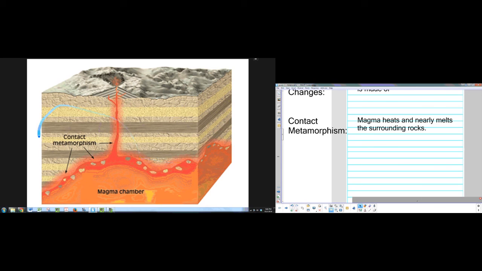And I'm going to let you go ahead and try to make a diagram for contact metamorphism. What you end up with is a magma chamber that's feeding up to a volcano, but all the surrounding rock, all the nearby rock, winds up being changed. So that's it for metamorphic rocks. Thank you.